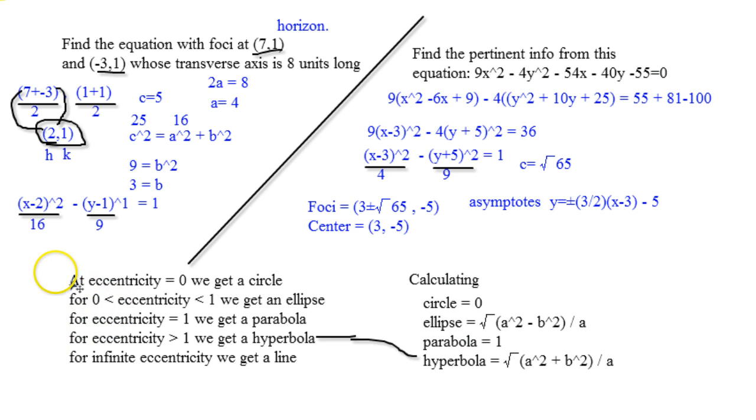And just to summarize, eccentricity equals 0, we get a circle. Between 0 and 1, we get an ellipse. And greater than 1, we get a hyperbola. And next time we will talk about what happens if you get it equal to 1.